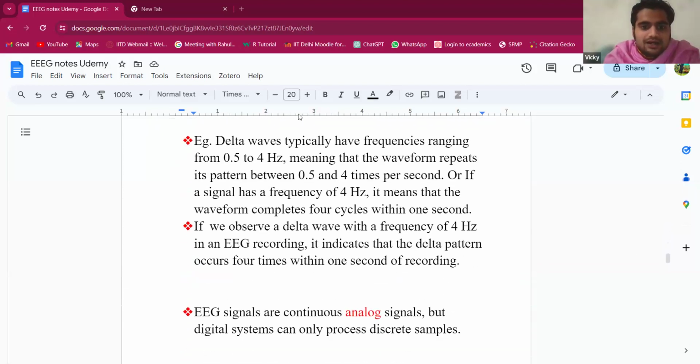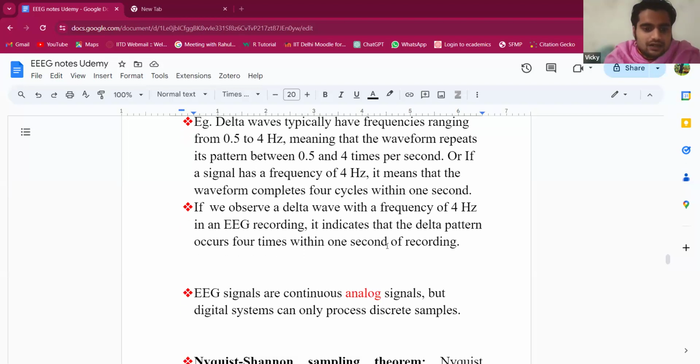For example, delta waves typically have frequencies ranging from 0.5 to 4 hertz. This means the waveform repeats its pattern between 0.5 and 4 times per second. If a signal has a frequency of 4 hertz, it means the waveform completes 4 cycles within 1 second. So if we observe a delta wave with a frequency of 4 hertz in a recording, it indicates that the delta pattern occurs 4 times within 1 second of recording.